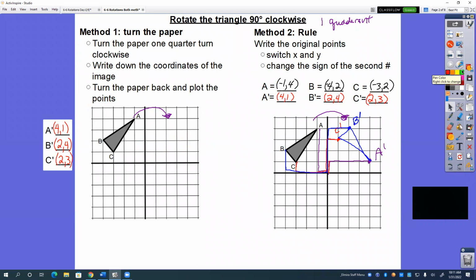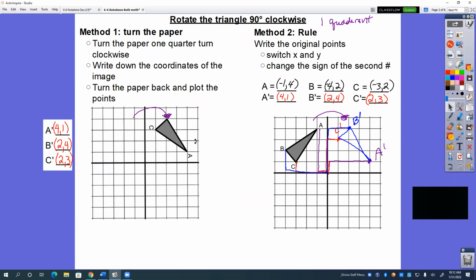So yesterday we talked about actually physically turning the paper. That was method number 1, which is turn the paper 1/4 turn clockwise, in this case, because it's a 90-degree clockwise. And then write down the coordinates, turn the paper back, and plot the new points. Okay, so quick little review there.